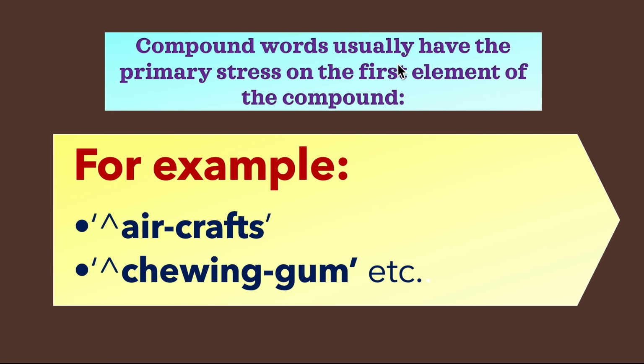Compound words usually have the primary stress on the first element of the compound. For example, earcrafts, chewing gum, etc. We have the stress on ear and chewing.